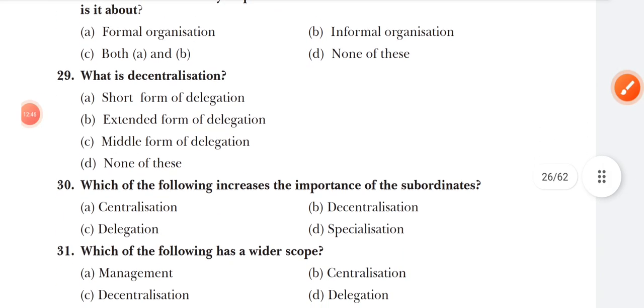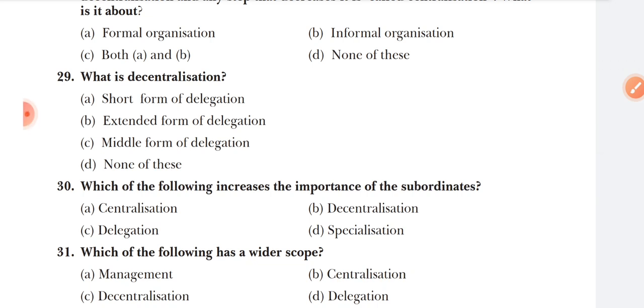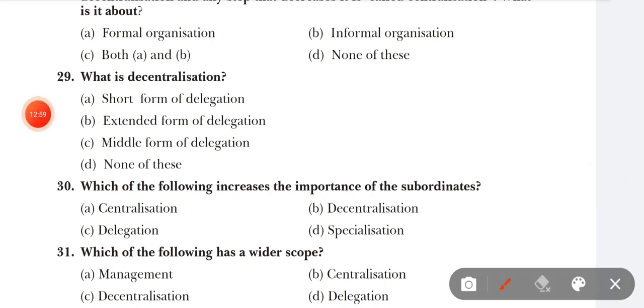Now question 31. Which of the following has a wider scope? Option A, management. B, centralization. C, decentralization. Or D, delegation. And the correct option of this question is option A, management.